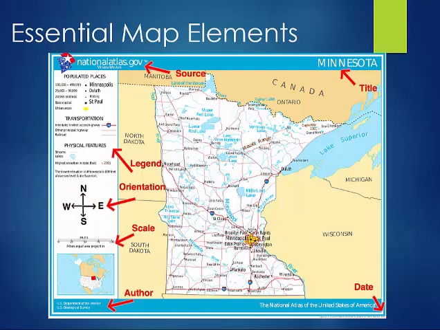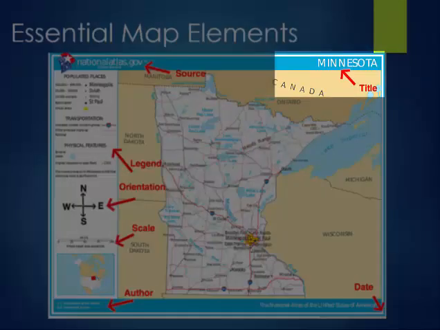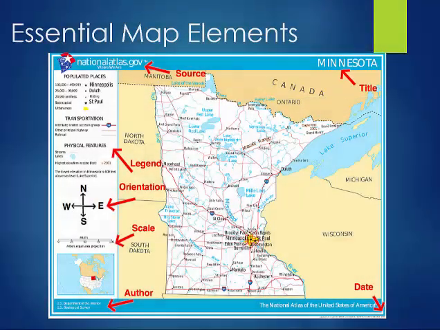This is a list of map elements that are found on virtually all maps. Here at UWF, we like to call them the essential map elements. Some are fairly self-explanatory. A map title tells your audience what they are looking at or what they can expect to learn from your map.